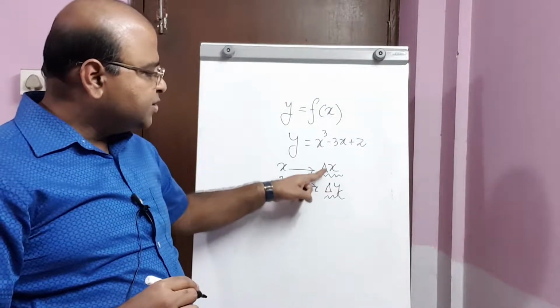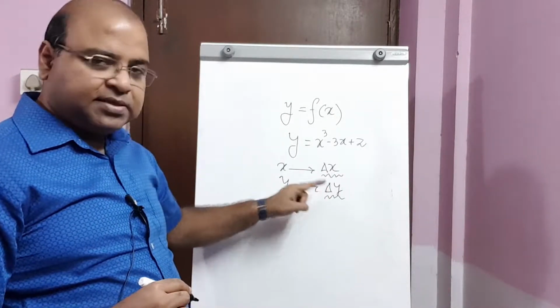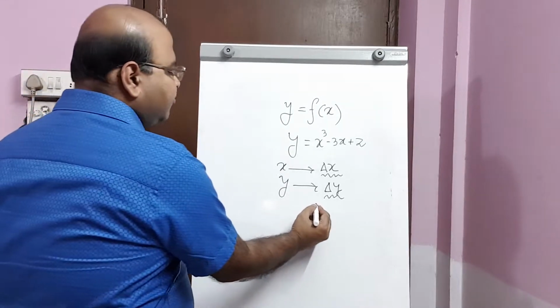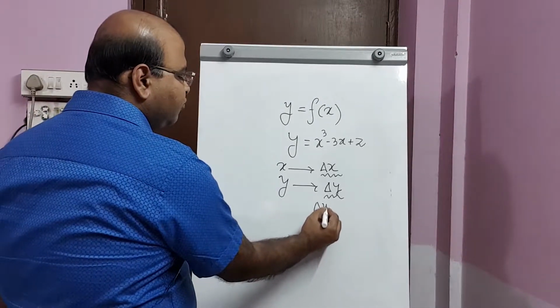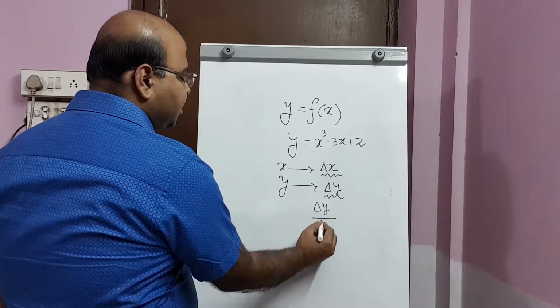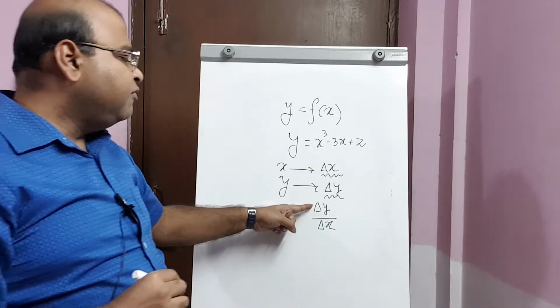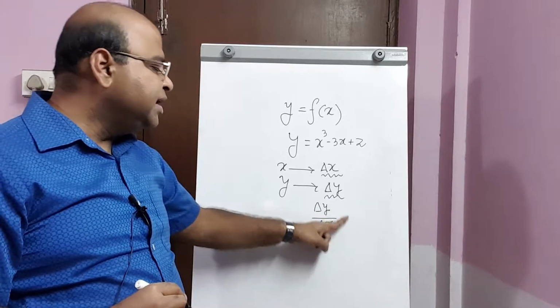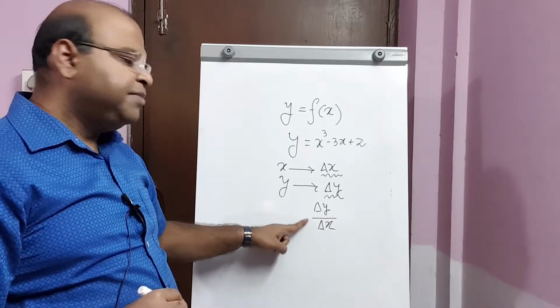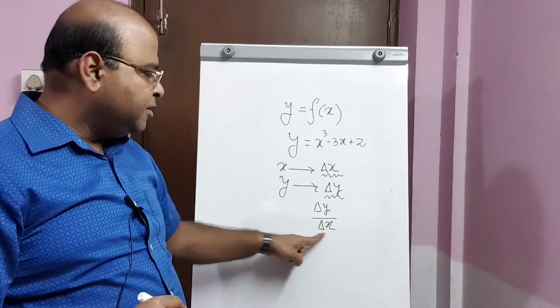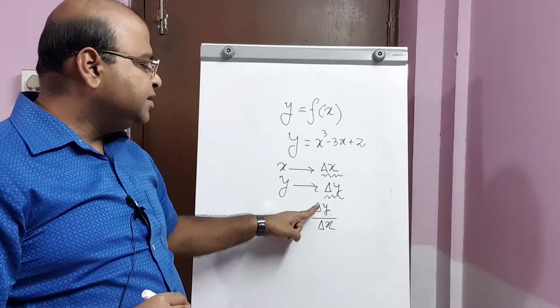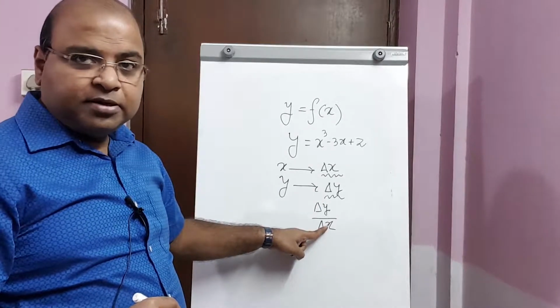So if now we consider the ratio of these two changes, that is the ratio of the change of the dependent variable y to the change of the independent variable x, this ratio delta y by delta x is known as the relative change of y with respect to x. This is the relative change of the dependent variable with respect to the independent variable.